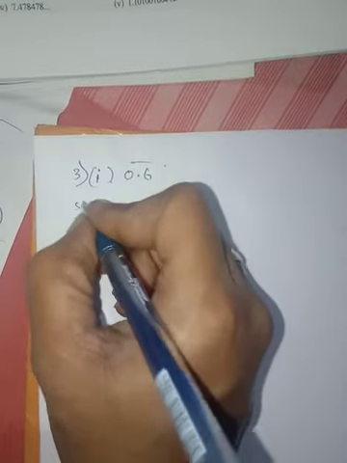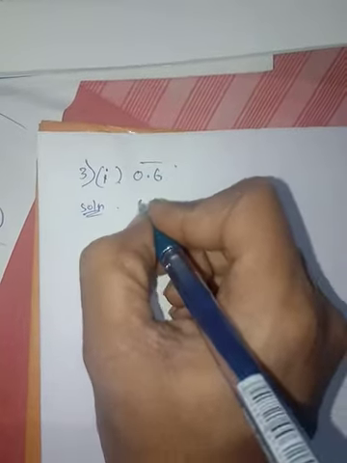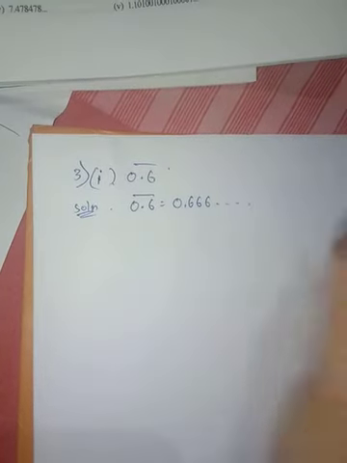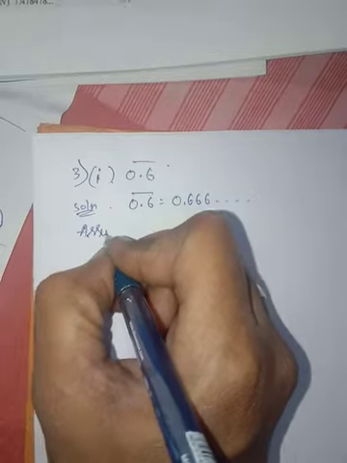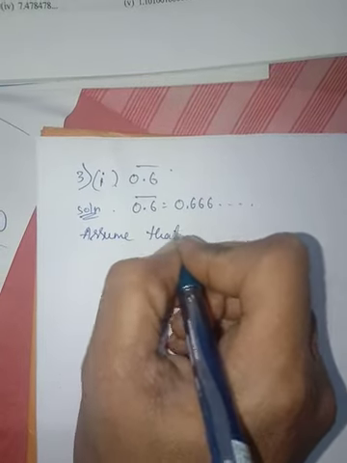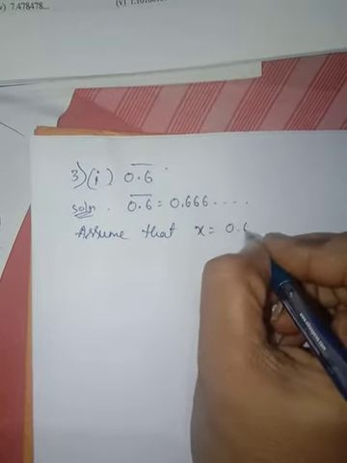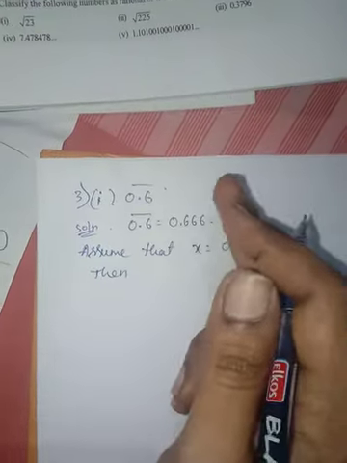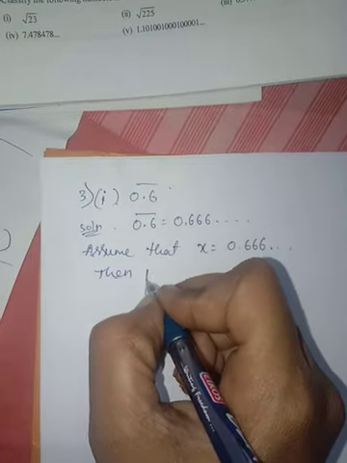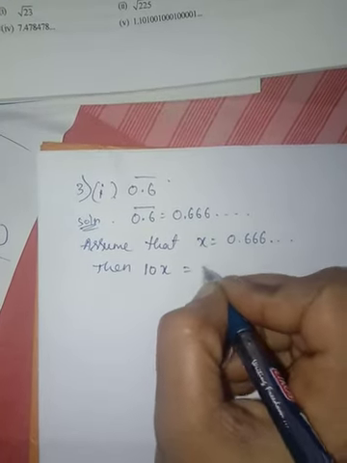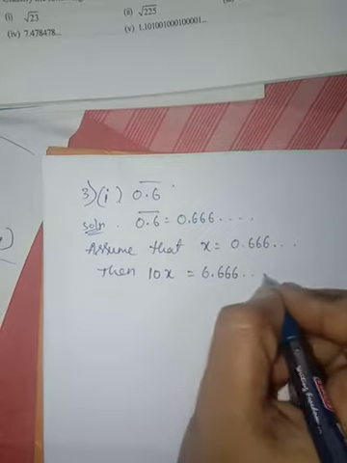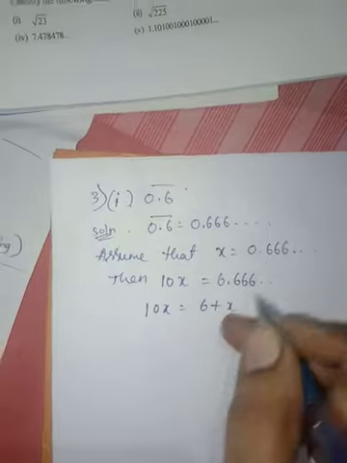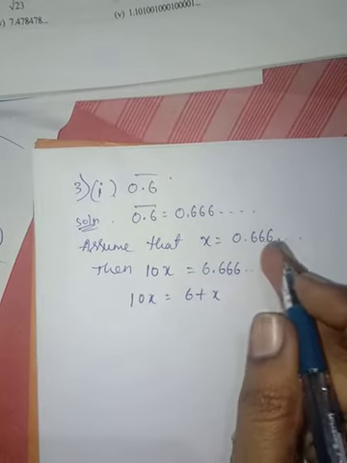Solution, how to solve this one? This means 0.66666, it goes on. Assume that x is equal to 0.666. Okay, then you multiply both sides by 10. Then what are you going to get? 10 into x, which is equal to 6.666. That means 10x is equal to 6 plus x, because x is the value of 0.666.